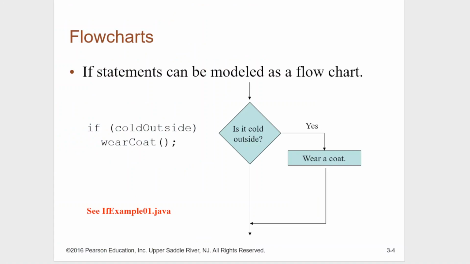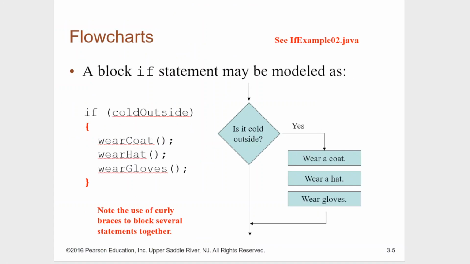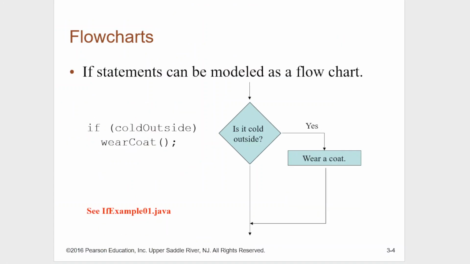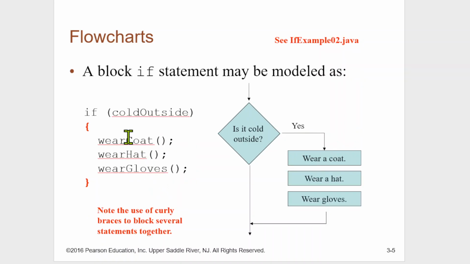All right. So we can make a block statement on that too. So instead of just a single statement, if we want to put multiple statements in here, we just wrap them in curly braces. So you say if cold outside, then you put up curly braces. Everything inside the curly braces will get executed.